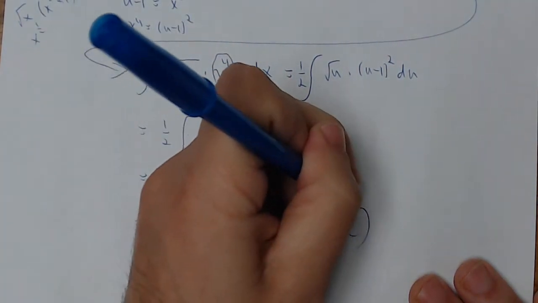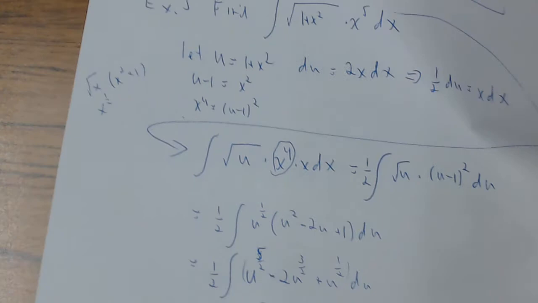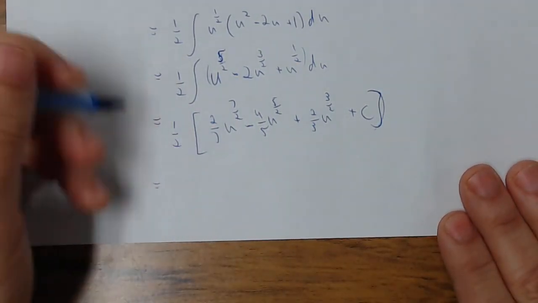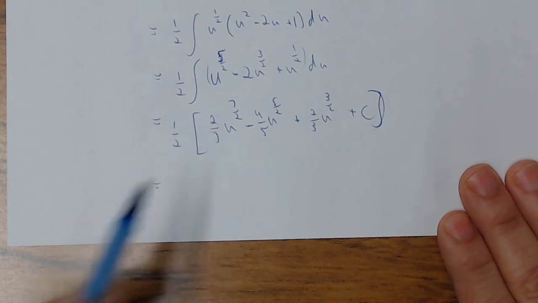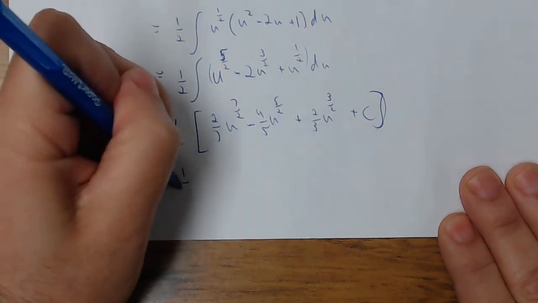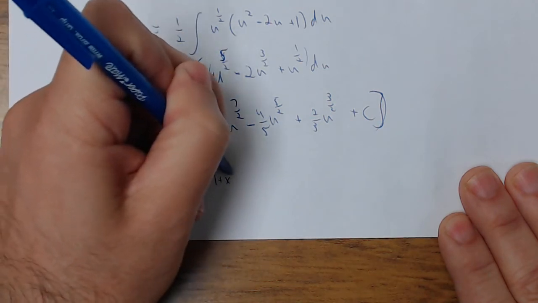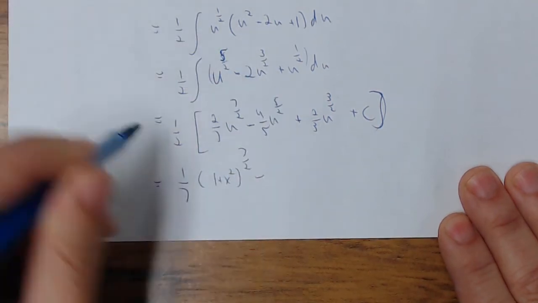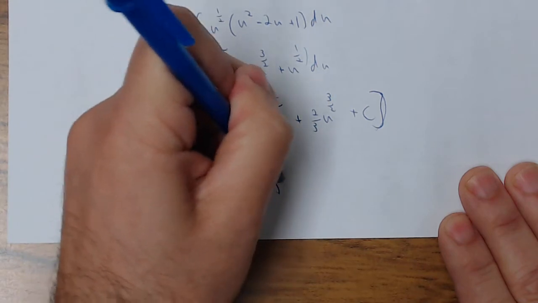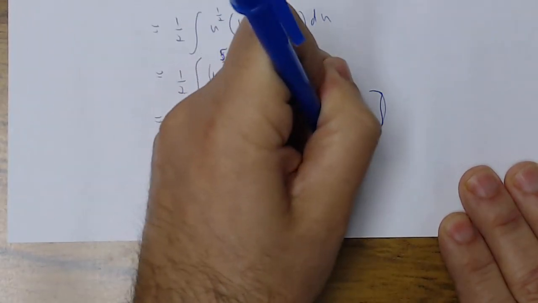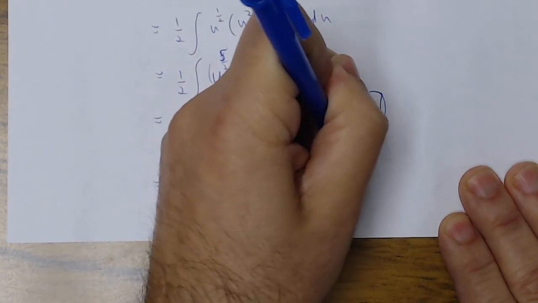Okay, and so once you do that, you could plug back in for u, distribute the 1/2, and then that should be good. So I'm going to do both in one. If I distribute the 1/2, what does that become? 1/7. And what was u? It was 1 plus x squared. 1 plus x squared to the 7/2, minus 2/5, 1 plus x squared to the 5/2, plus 1/3.